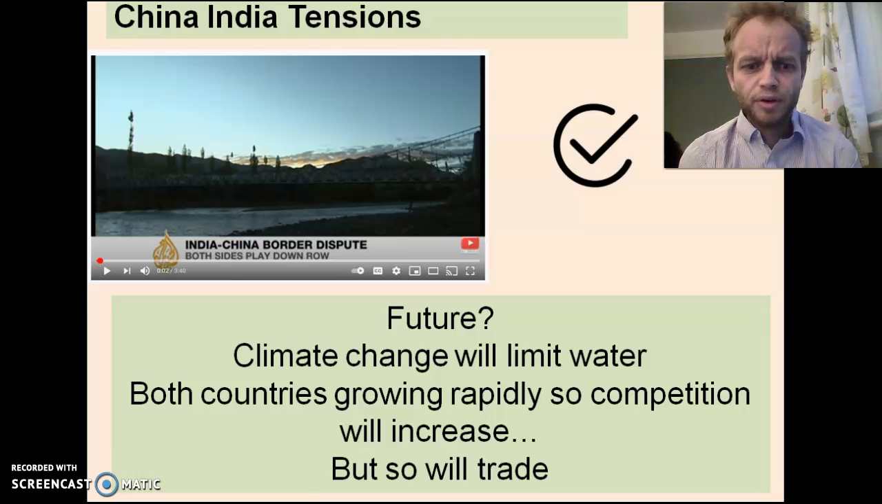Both of these countries will also be growing rapidly. We know how quickly India has developed over time, and so competition between these two countries is going to increase, and that in itself can create more tension. But so will trade. So these two countries do need a relationship. They need to get on with each other. So how much will this tension cause conflict? We don't really know.